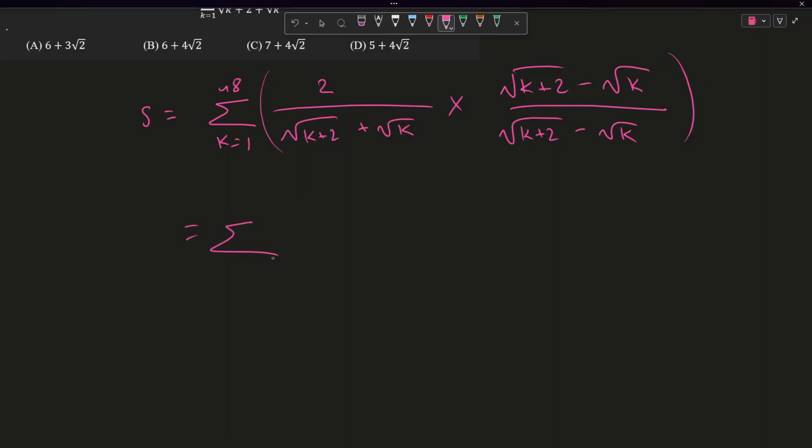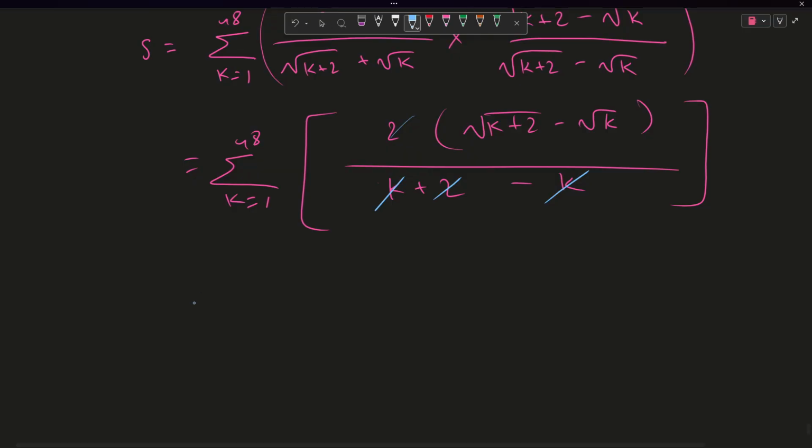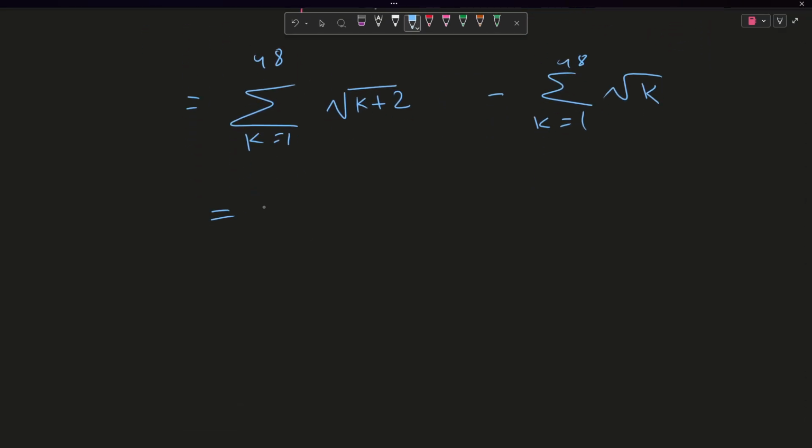So this is the sum from k equals 1 to 48 of 2 times root k plus 2 minus root k, over k plus 2 minus k. So k and k cancel and 2 and 2 cancel, which is just equal to the sum from k equals 1 to 48 of root k plus 2 minus root k. Now we just shift this. We get the sum from k equals 3 to 50 of root k.